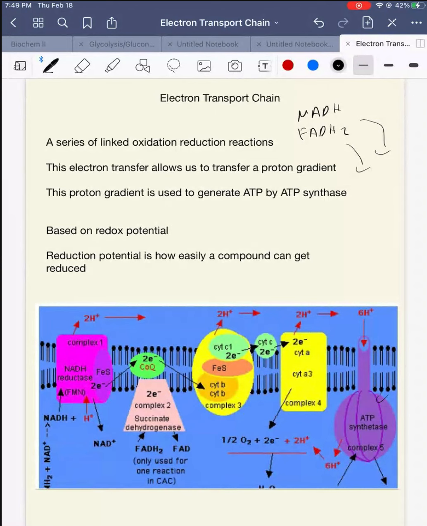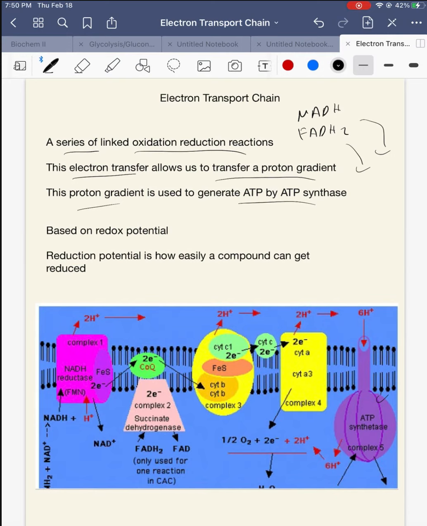It's a series of oxidation and reduction reactions. I have a brief summary of what oxidation reduction is, if you forgot that from general chemistry. The electron transfer is what actually allows us to create the proton gradient, and then that proton gradient is used to generate ATP via ATP synthase.